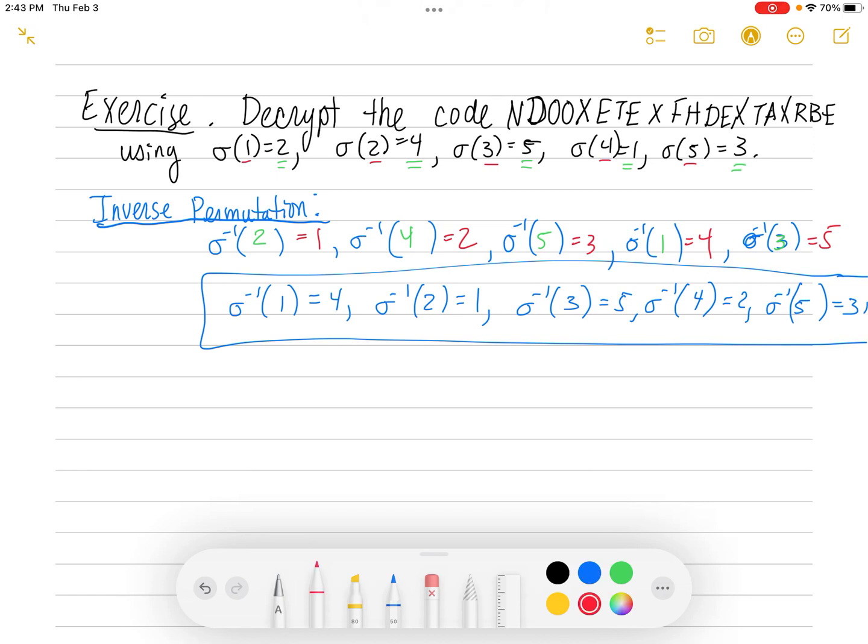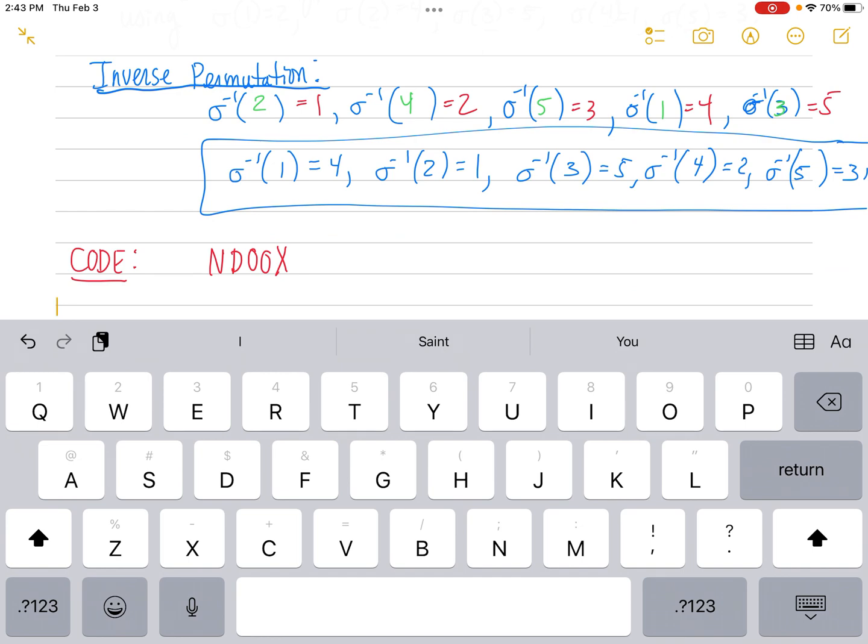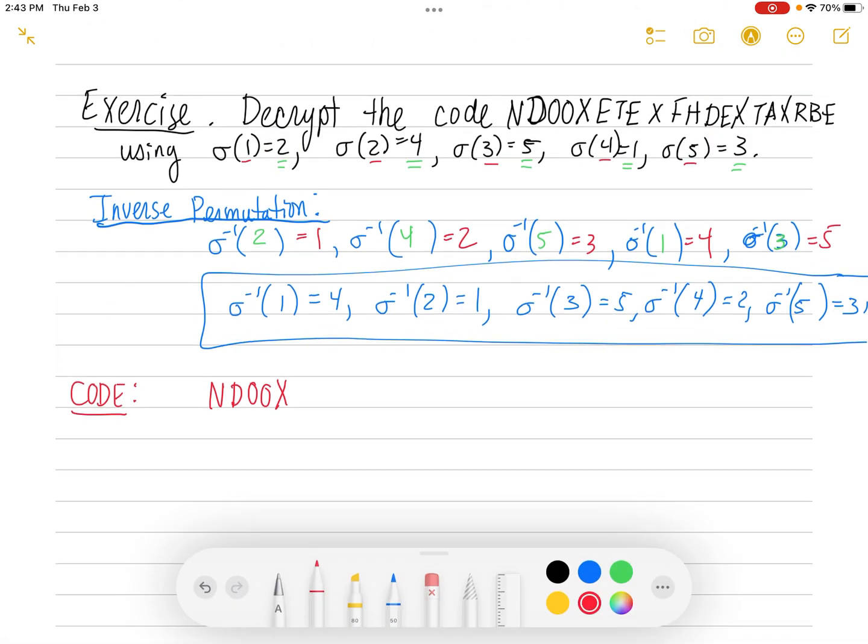And here is my code. It was NDOOX. We're going to break this up into blocks of 5. Why blocks of 5? Well, we have 5 inputs: 1, 2, 3, 4, 5. So this will be my first block of 5.